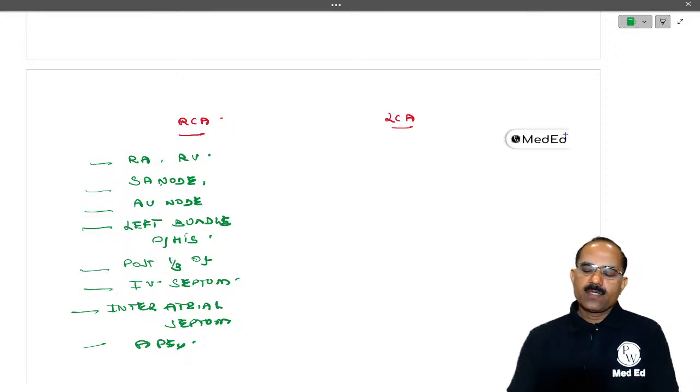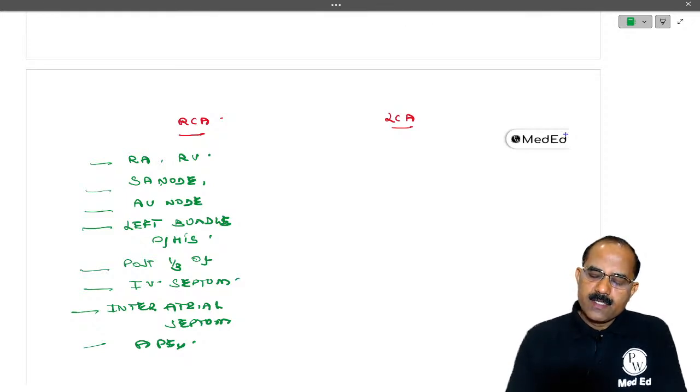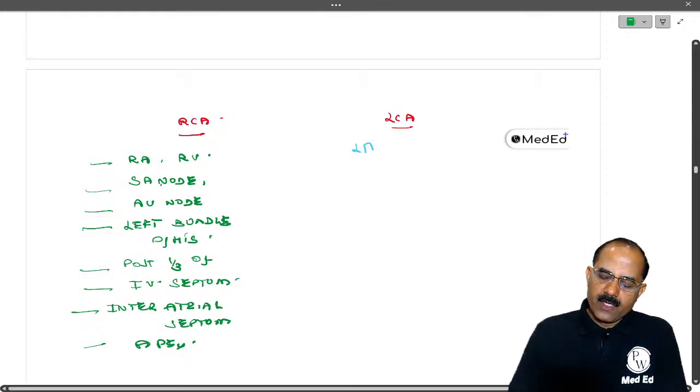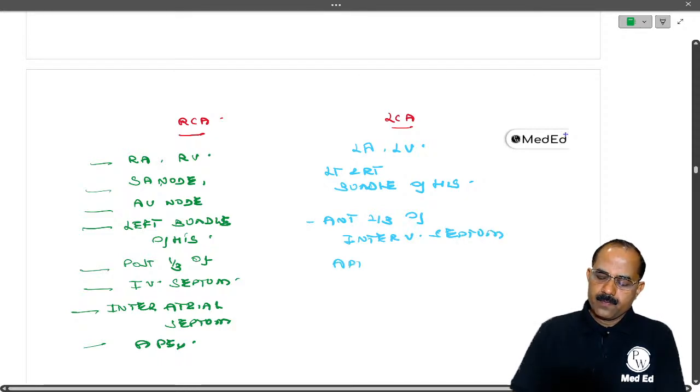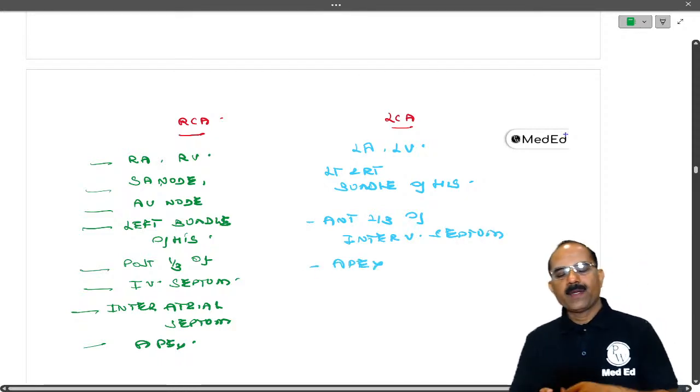Okay. What is the left coronary supply? Left coronary supply is the left atrium, left ventricle, left and right bundle of His. It supplies the anterior 2/3 of the interventricular septum. It supplies the apex of the heart.